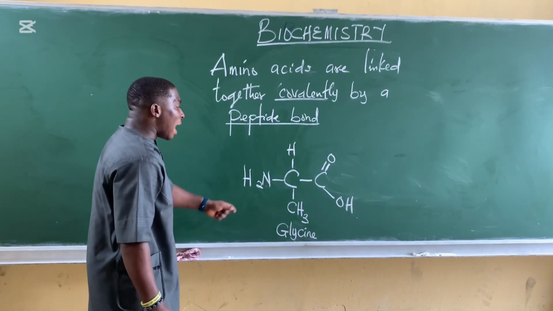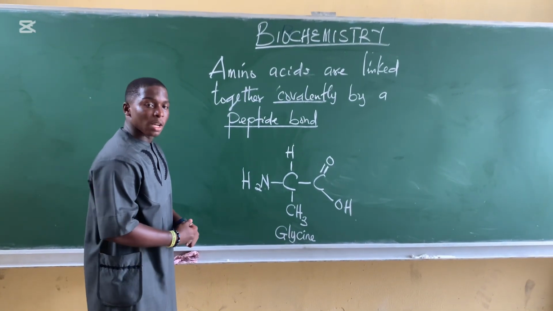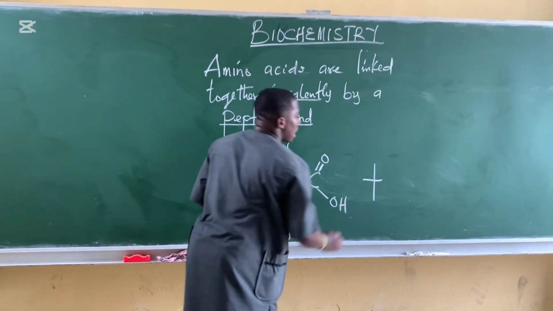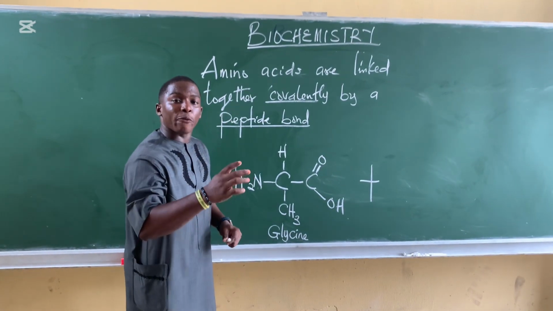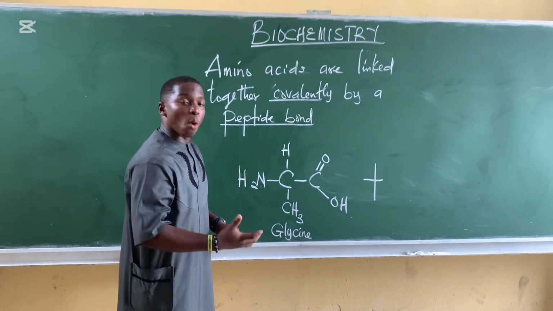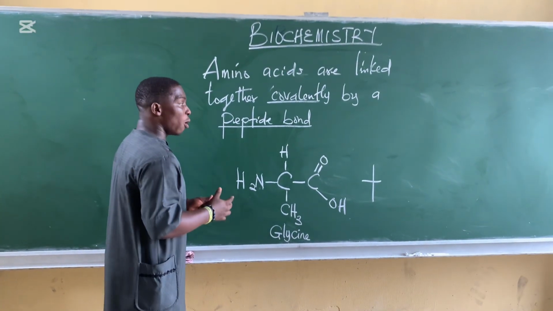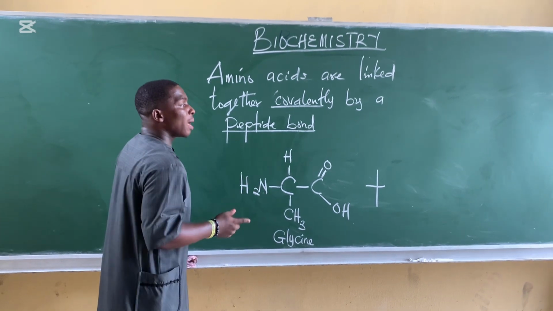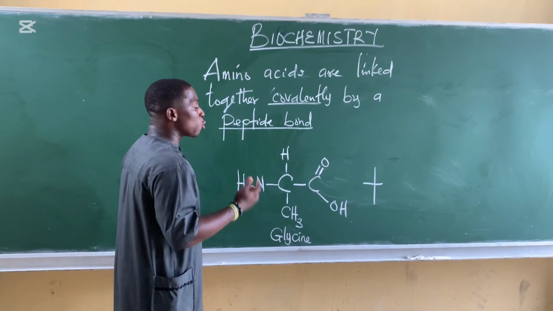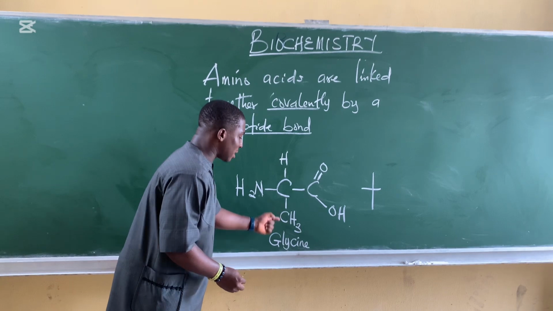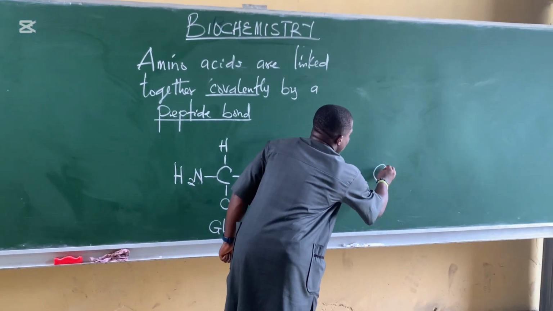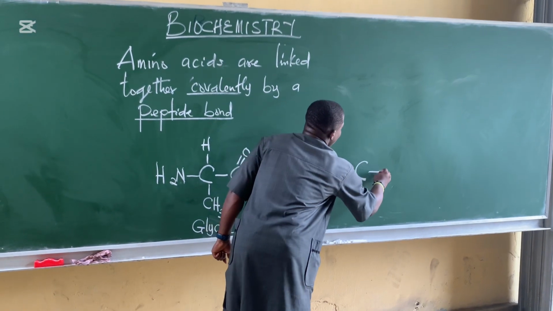Now, we have one amino acid and another amino acid. We want to see how we form a peptide bond. We said the peptide bond is formed by the condensation of an alpha carboxyl group and an alpha amino group. This is one amino acid called glycine. Let's take another amino acid and draw its structure.